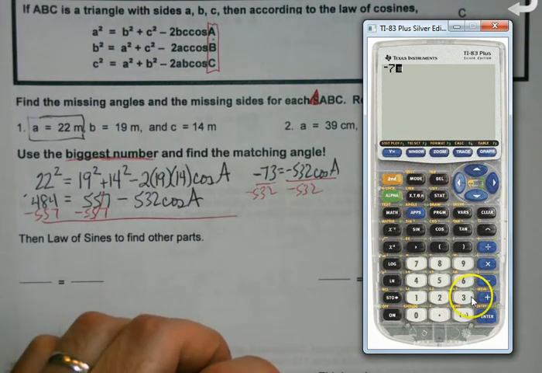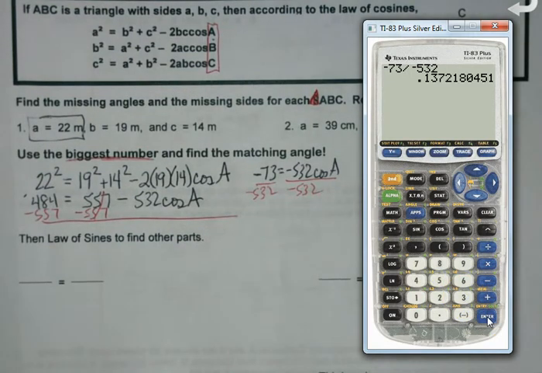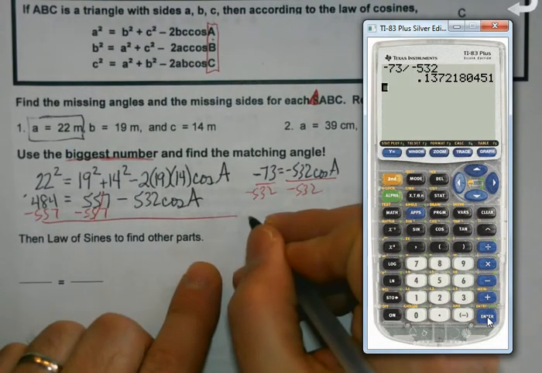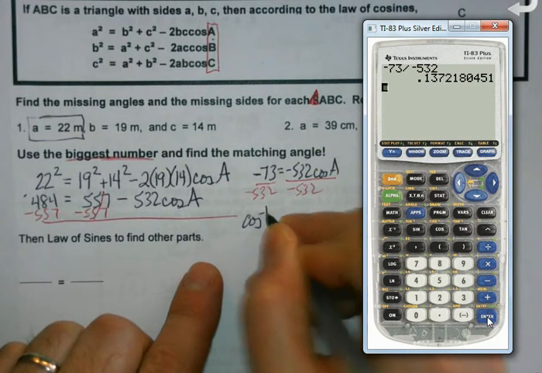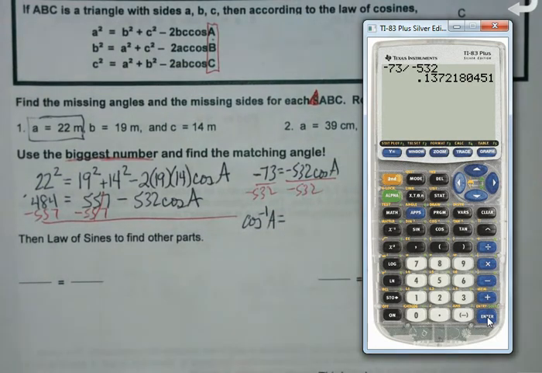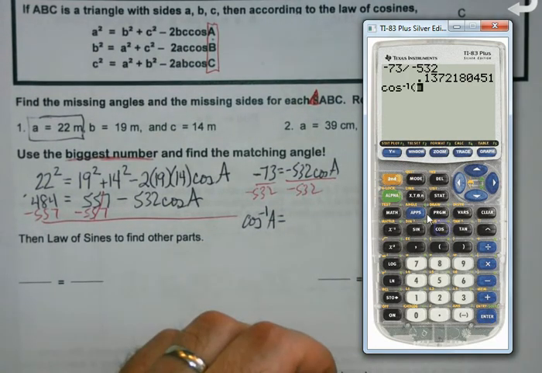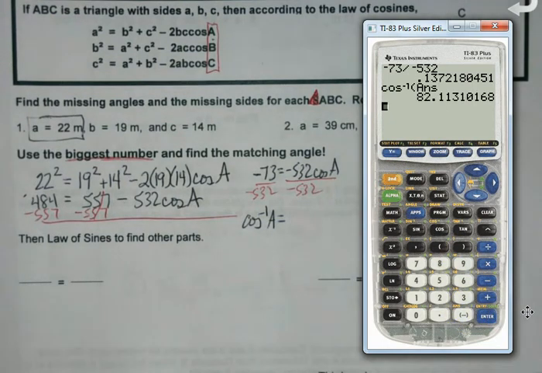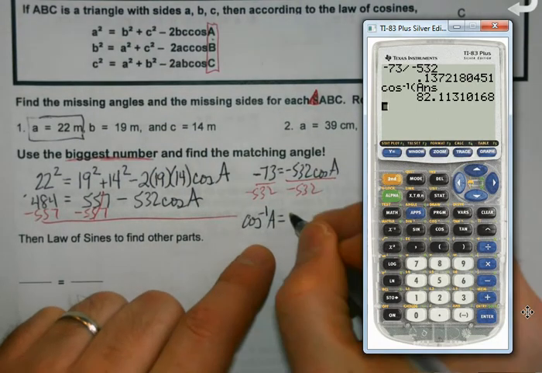So I take my -73 divided by my -532. I get my funky little decimal. But I'm looking for an angle. So what am I going to have to do? The inverse of cosine. Yeah, I need to take the inverse of my cosine of that value, and go ahead and get my angle. And it says for everything we're going to round to the nearest tenth.